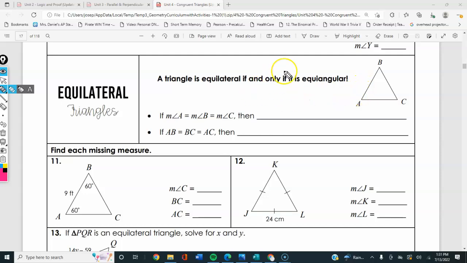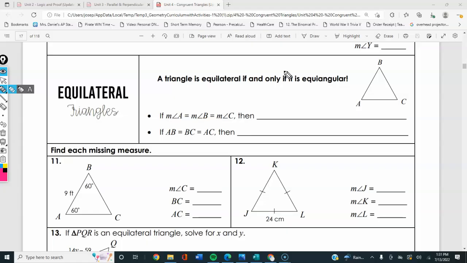Now, a triangle is equilateral if and only if it's equiangular. Remember, that's a biconditional, so it means it's true both ways. We talked about this a little bit in the first section. If all my angles are equal, all my sides are equal. Or I could have said, if all my sides are equal, then all my angles are equal. And not only that, if all my angles are equal, they're always going to be 60 degrees.